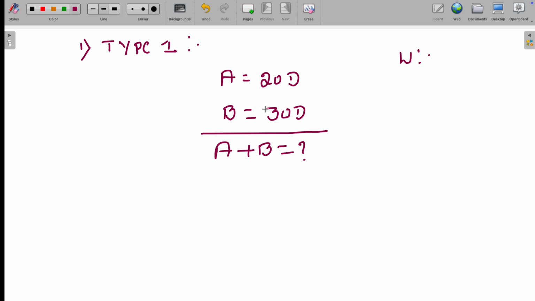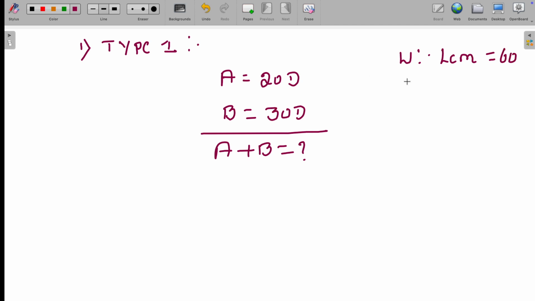If you have only time and no other things, you can assume work. Any number you can assume, but if you assume the LCM, the calculation will be easy. Work means LCM. So I can assume the LCM of 20 and 30 as the work. The LCM of 20 and 30 is 60. So 60 is the work.